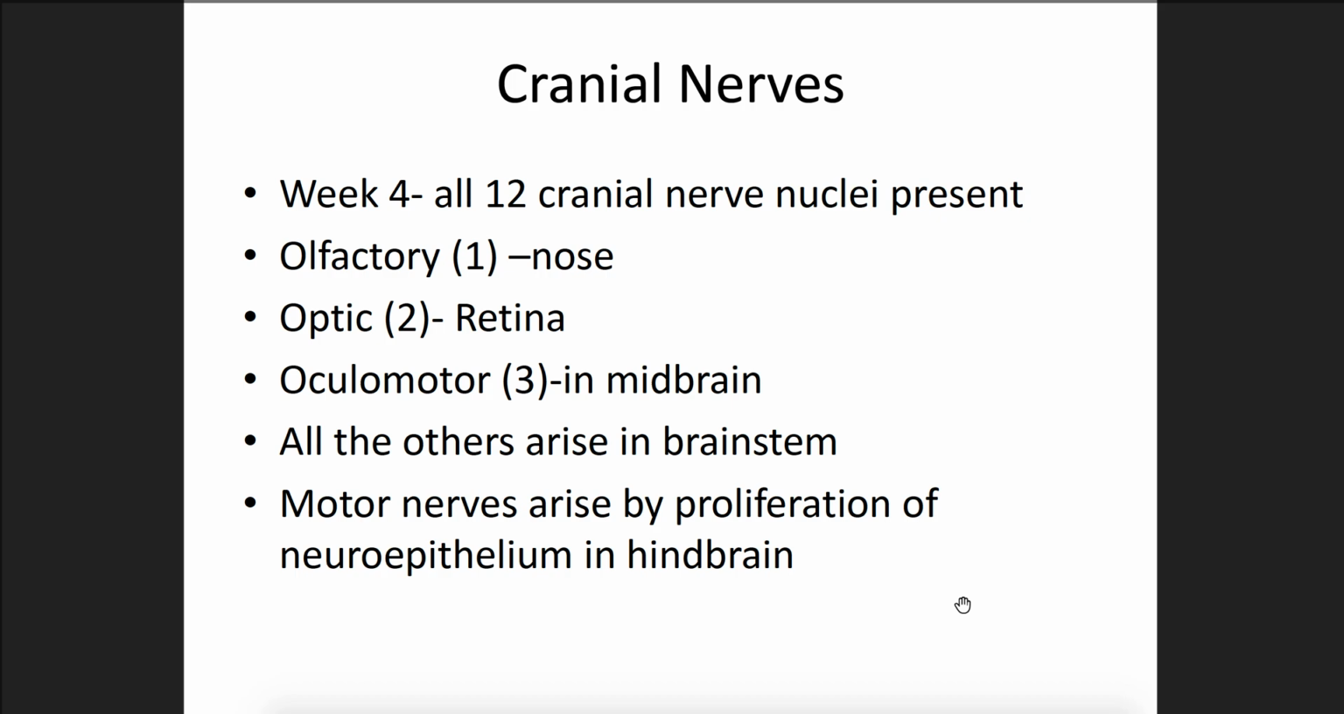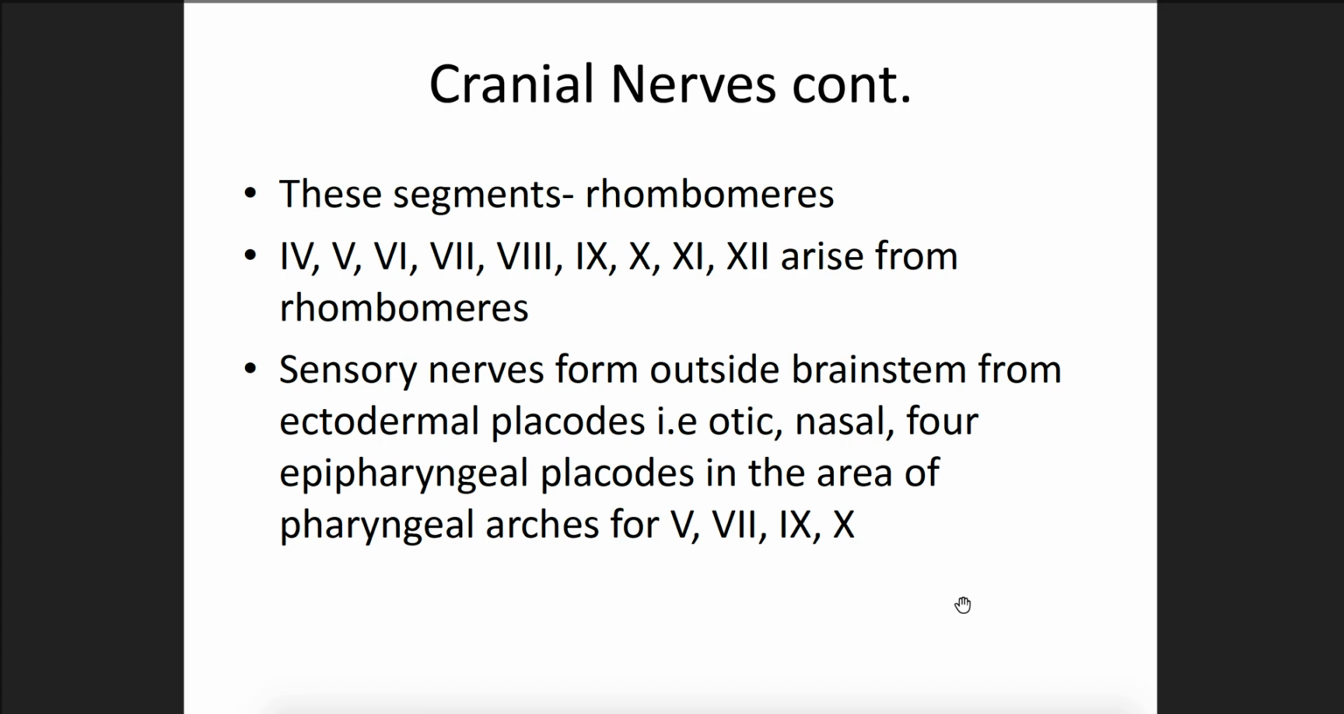The motor component, or the motor nerves, arise by thickening of neuroepithelium, which is called rhombomeres. These segmentations, or rhombomeres, are 8 in number, and 4, 5, 6, 7, 8, 9, 10, 11, 12 will arise from rhombomeres. And these are motor components that we're talking about when we talk about rhombomeres.